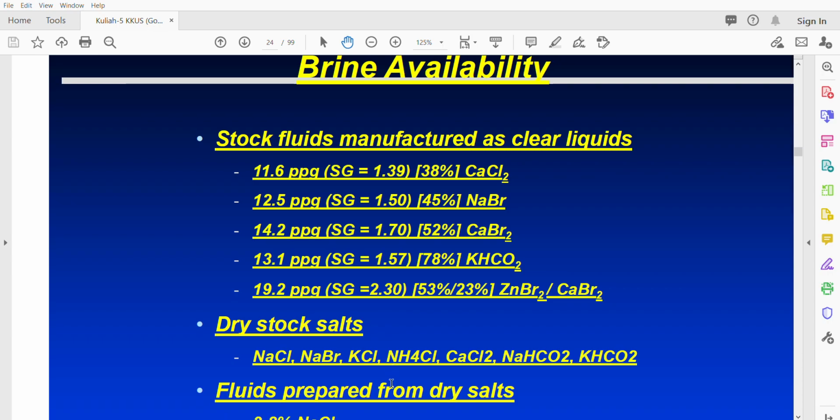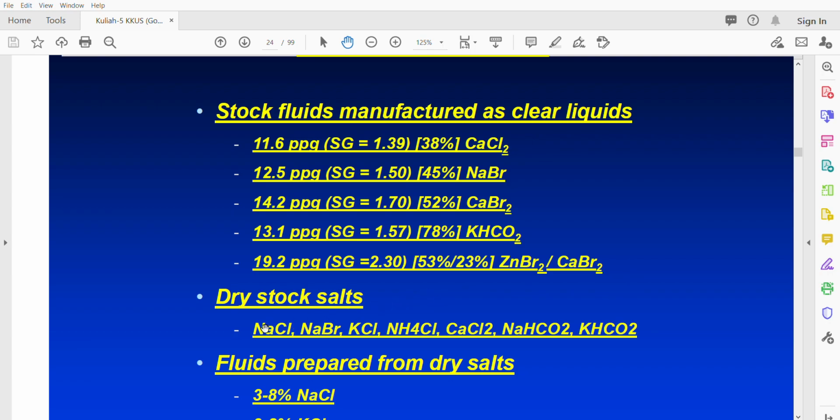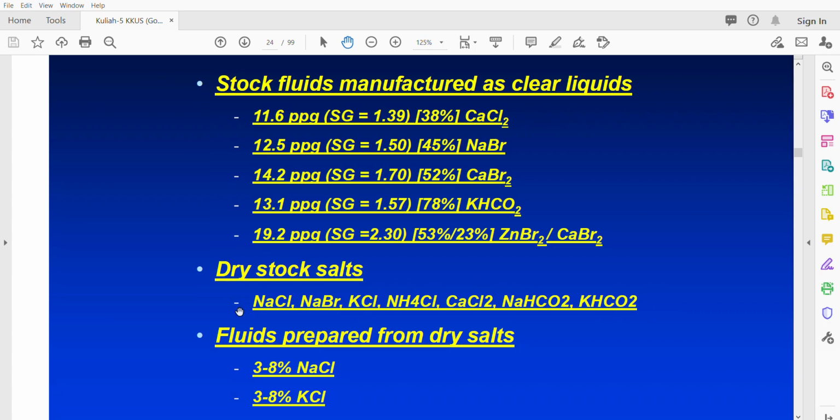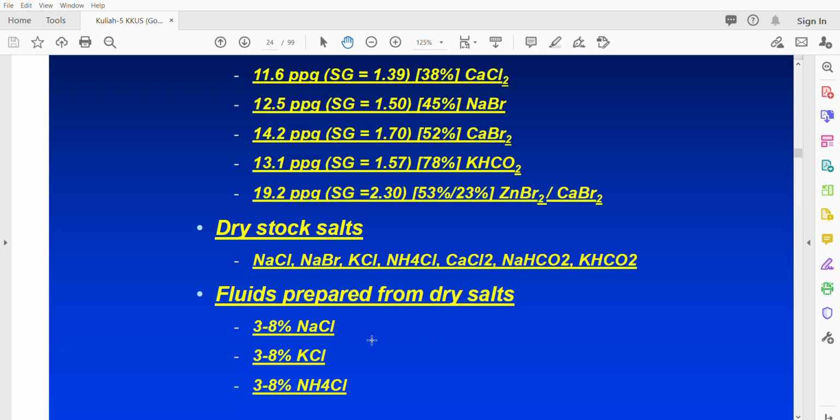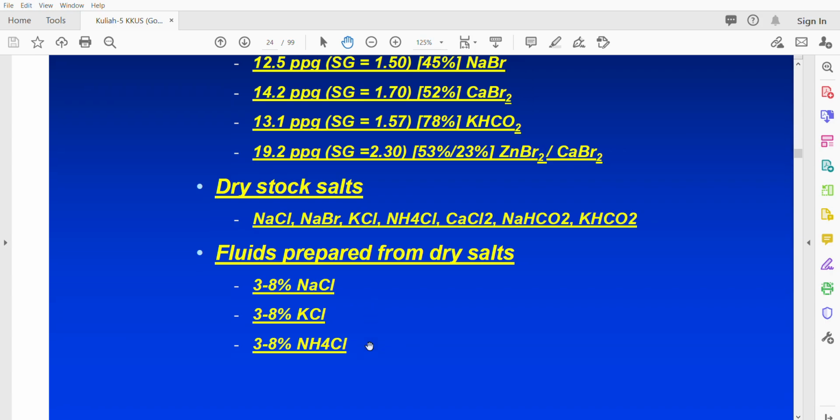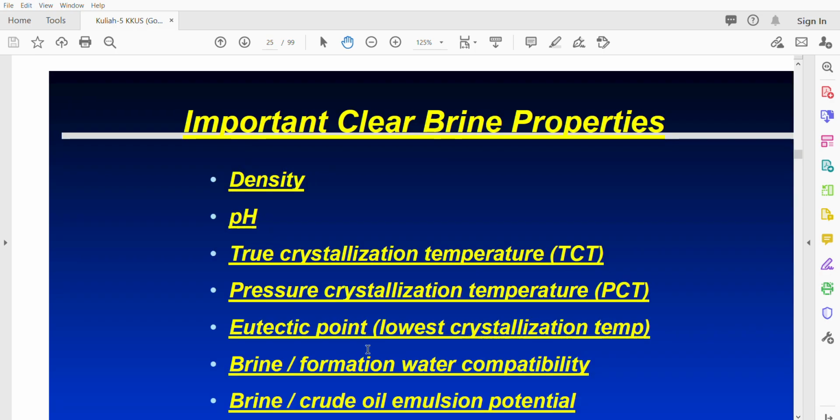Okay, this is the brine availability in the market. Stock fluid is manufactured as a clear liquid. In the liquid form are CaCl2, calcium bromide, KHCO2, zinc bromide and calcium bromide. And the dry stock salts are this type of chemical, and can be prepared from dry salt also: 38% NaCl, 3.8% KCl, 3.8% NH4Cl. Okay.